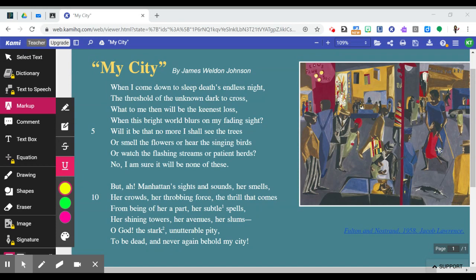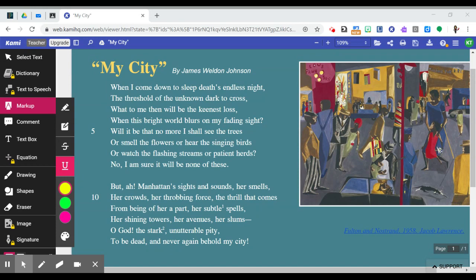So you'll notice right off the bat that the poem is broken down into two stanzas. If you notice that there's 14 lines, by just observing a poem, you should automatically be thinking that this could potentially be a sonnet, which it is. It's a type of sonnet called a Petrarchan sonnet.